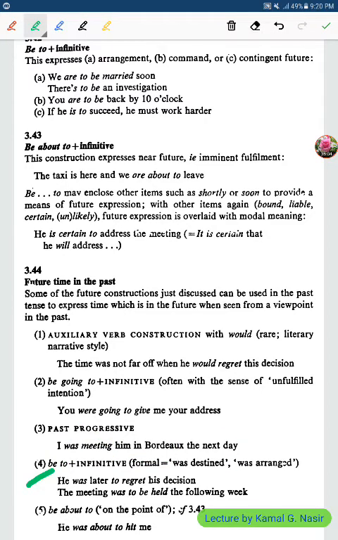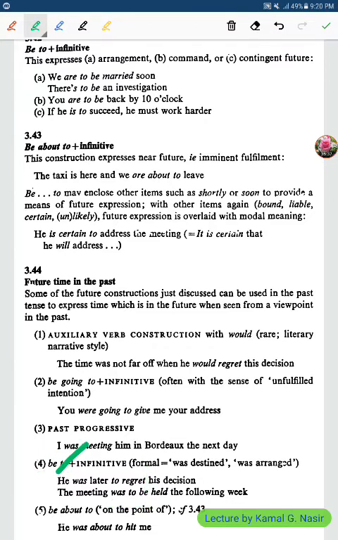Be to plus infinitive. This is be to. Okay? Be to, was to. And the infinitive is regret. Was to is in the past. The meeting was to be held. Be is the infinitive, and was to is be to in the past form. What do they give? They give the meaning of the future.